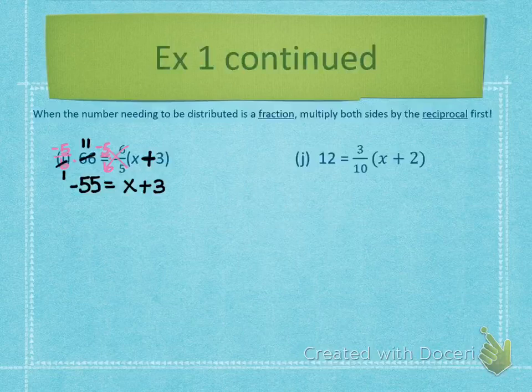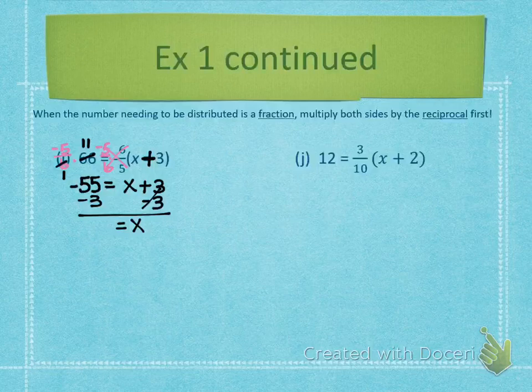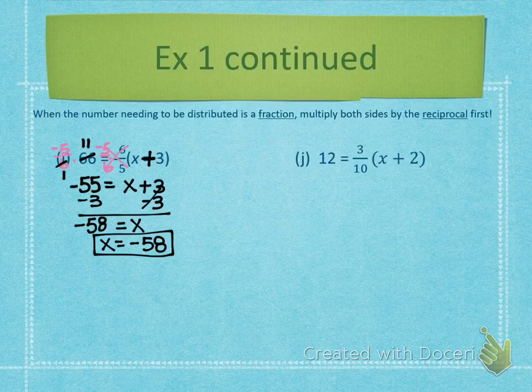Okay, but which one am I going to do? Subtract 3 from both sides. So x equals, what's -55 minus 3? -58. And again, we're going to make sure the x is first. Okay? Awesome. Now, look at letter J.